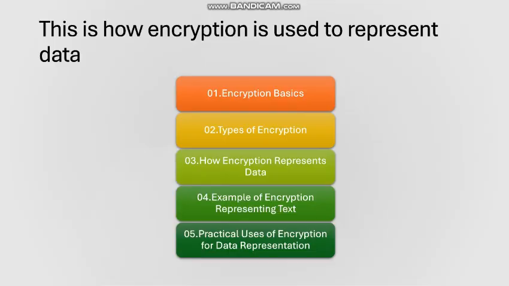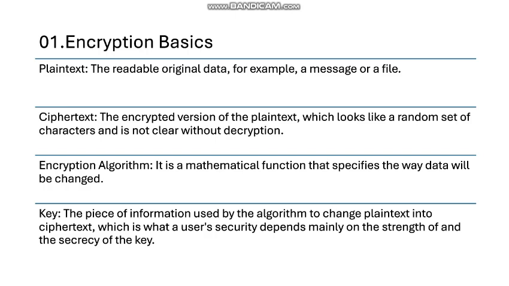Next one is how encryption is used to represent data. First one is encryption basics. The second is types of encryption. The third one is how encryption represents data. Fourth one is examples of encryption representing text. Fifth one is practical uses of encryption for data representation.